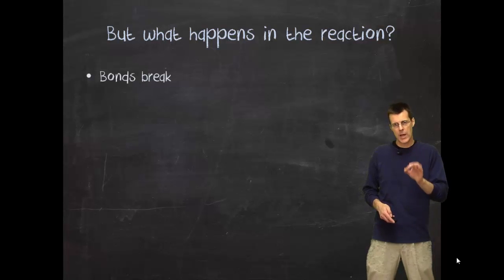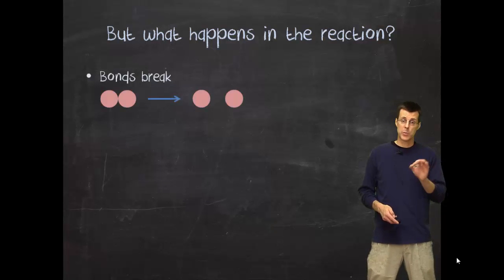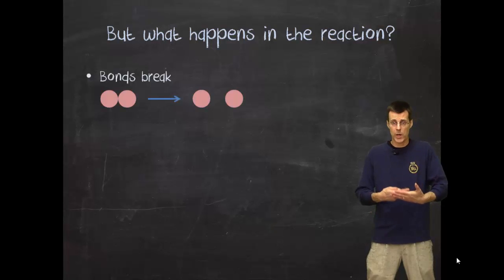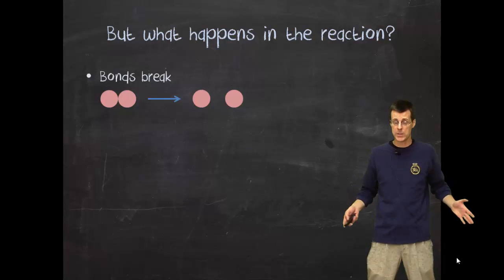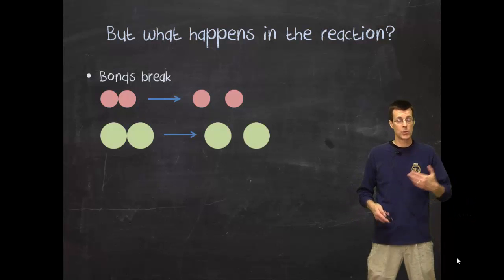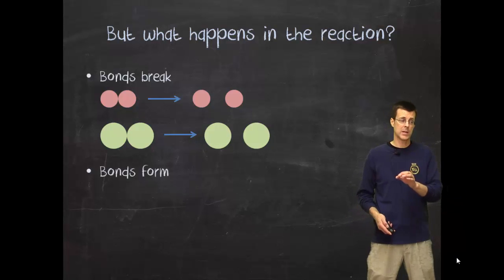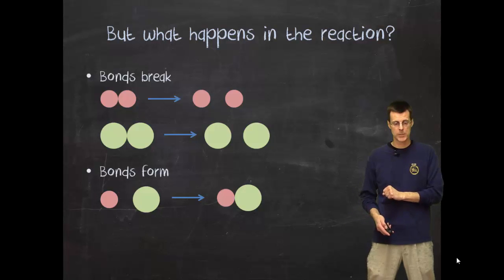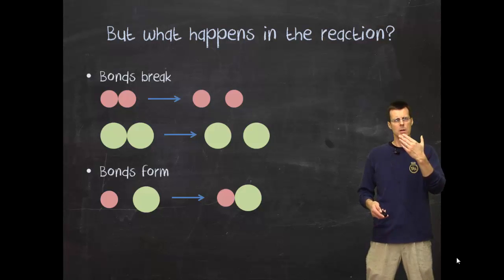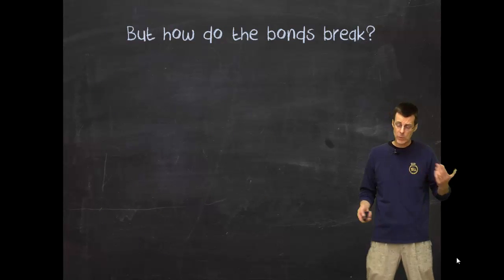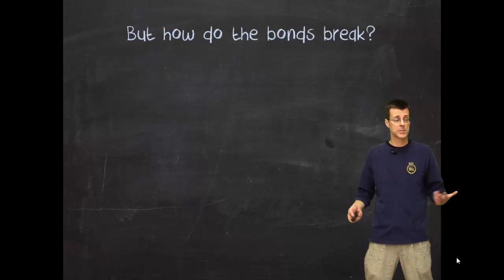In order for that reaction to happen, I need to break bonds. So hydrogen, we're hydrogen molecules. I need to undo that. The iodine, we're iodine molecules. I have to undo that. And then I have to make new bonds between the hydrogen and the iodine. Now we're getting somewhere, because now the question has to be asked, how did the bonds break? How did the bonds form? Well, there's our first question. How did the bonds break?